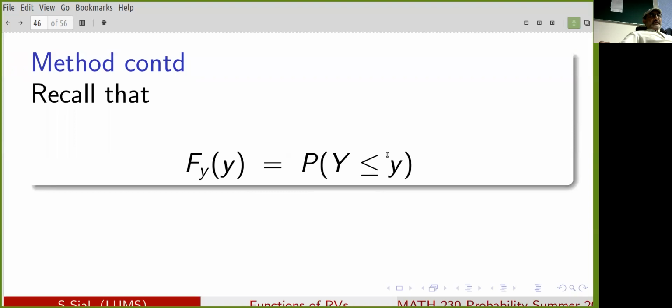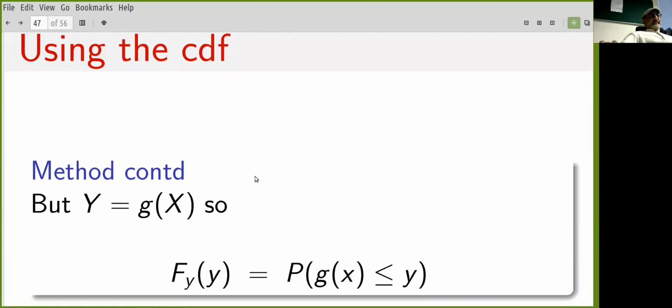Okay. Remember what the cumulative distribution was. The cumulative distribution is the probability that y takes values. F sub y of y is the probability that y takes values less than or equal to y. So that's the integral from -infinity to y of the PDF. So I can find the PDF by differentiating. If I can find the CDF first, then I can take its derivative to find the PDF.